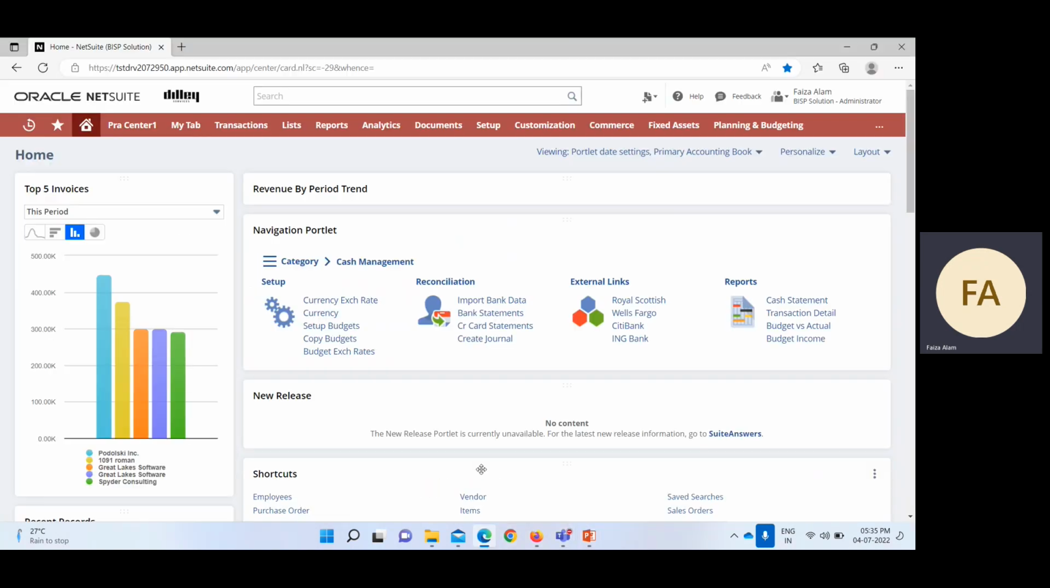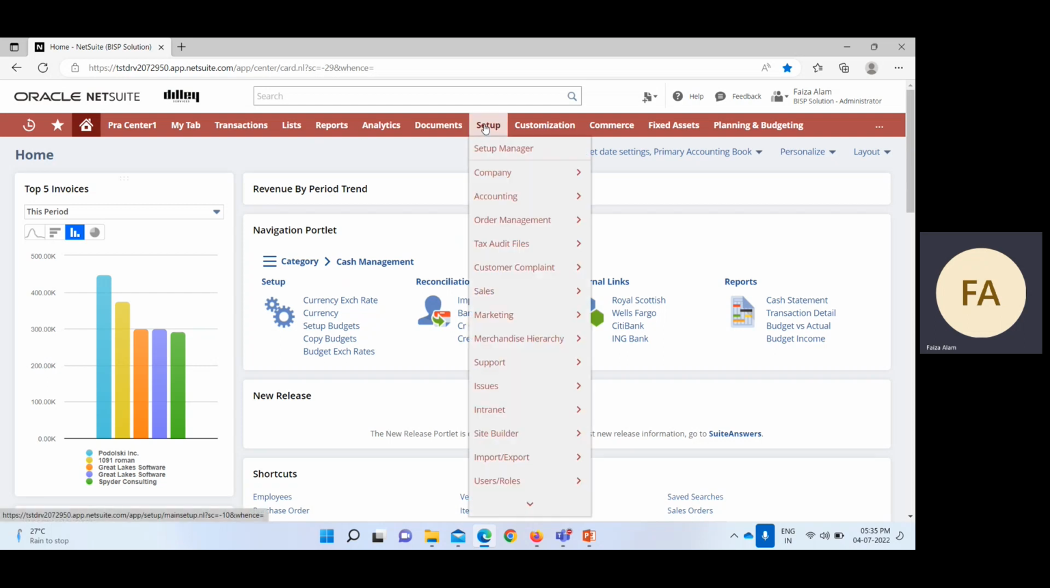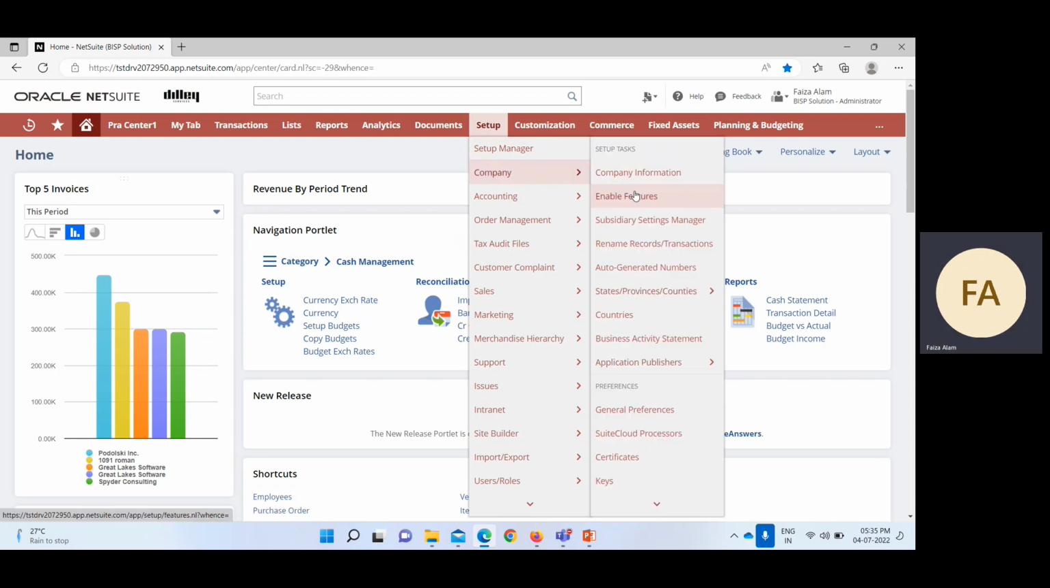So for that, we'll go into the application. This is my NetSuite home dashboard. In order to see or enable the features for inventory settings, we have to go into Setup, Company, Enable Features.